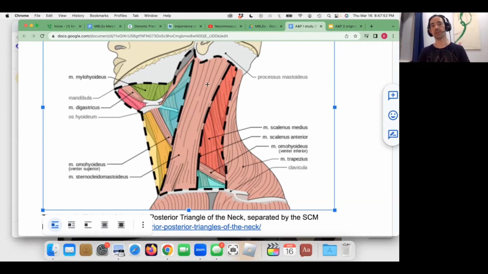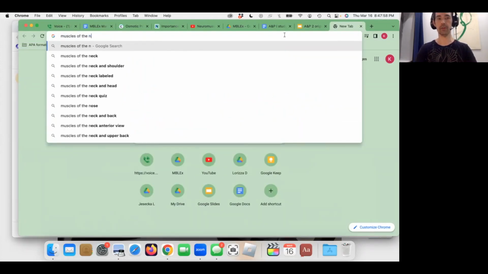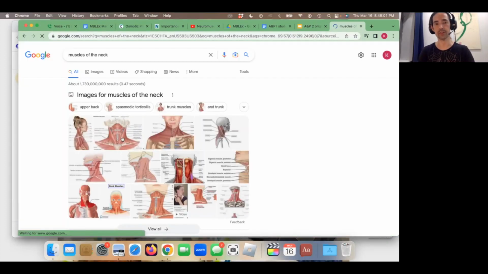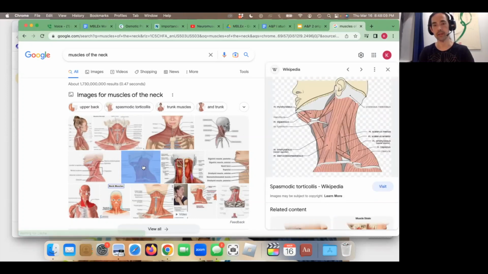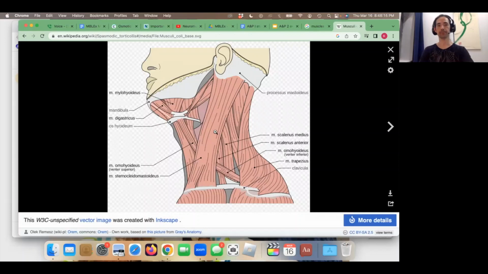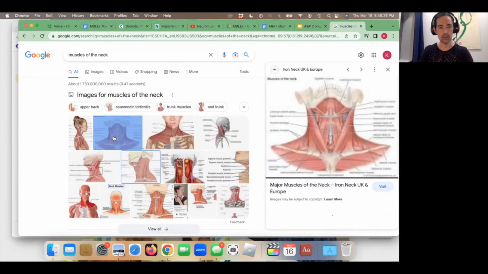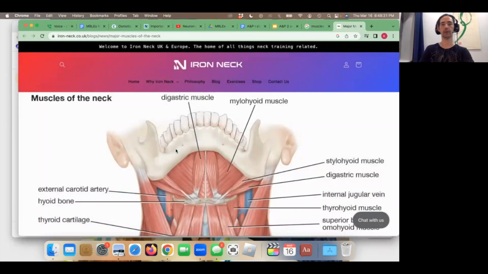SCM, the sternocleidomastoid. Let me get you a different drawing of the muscles of the neck. So the sternocleidomastoid is a good marker to divide the neck into the different triangles, and in the triangles you find, oh, this is the same drawing. No wonder I picked this thing out, because I'm like, hey, that looks like a good one.